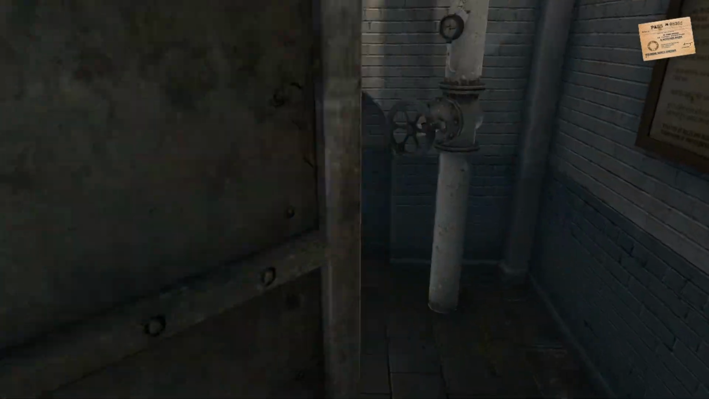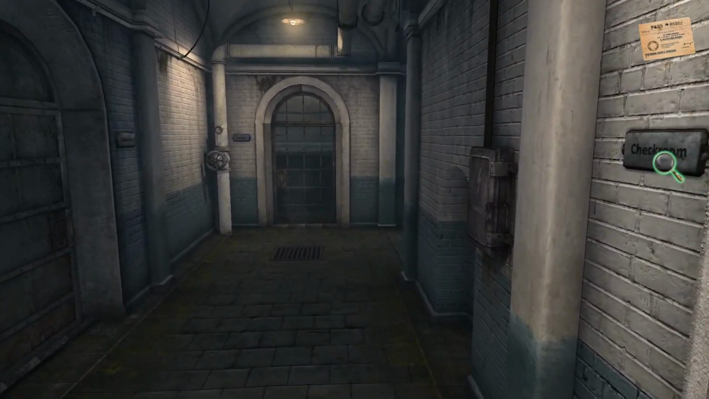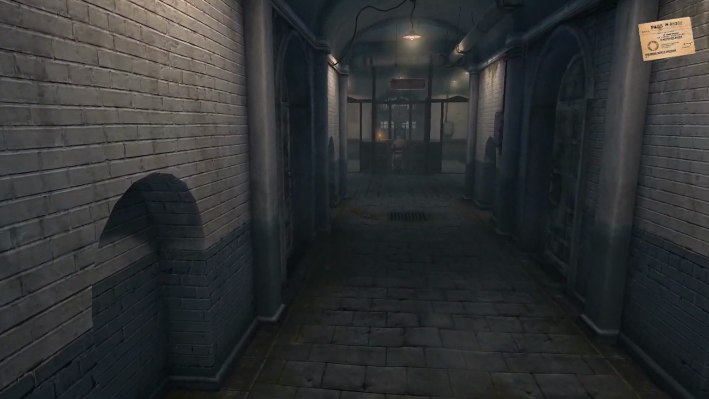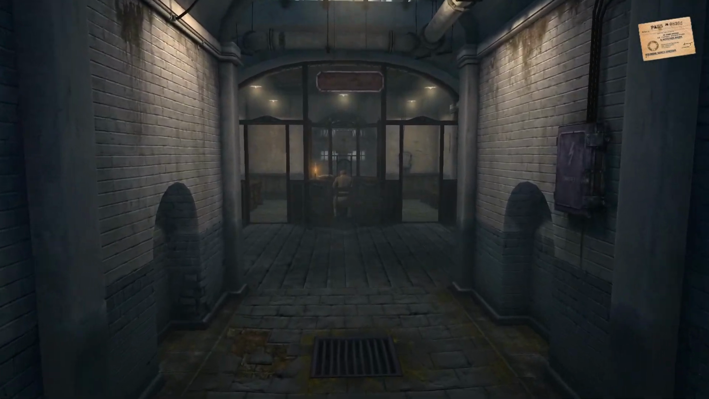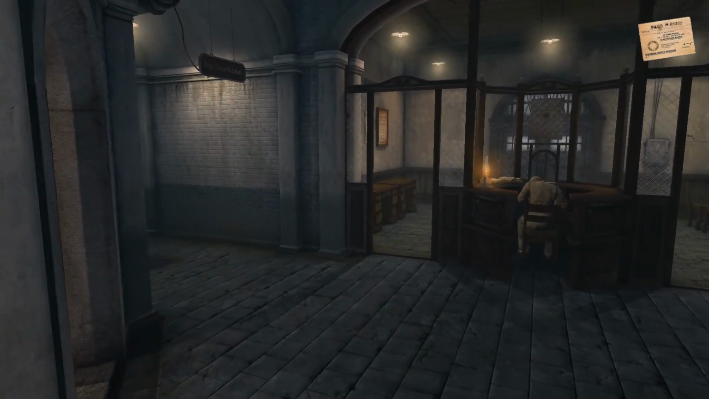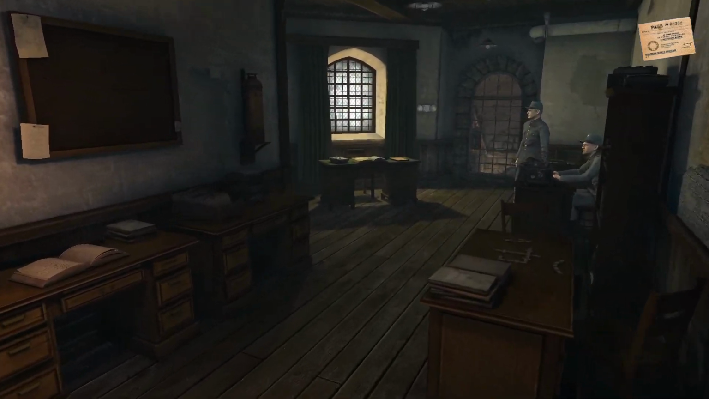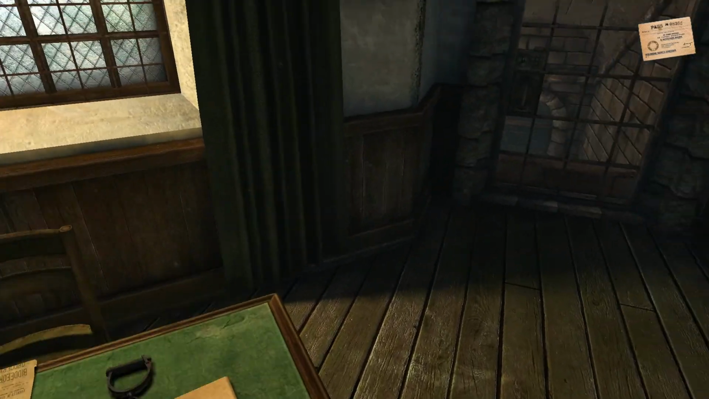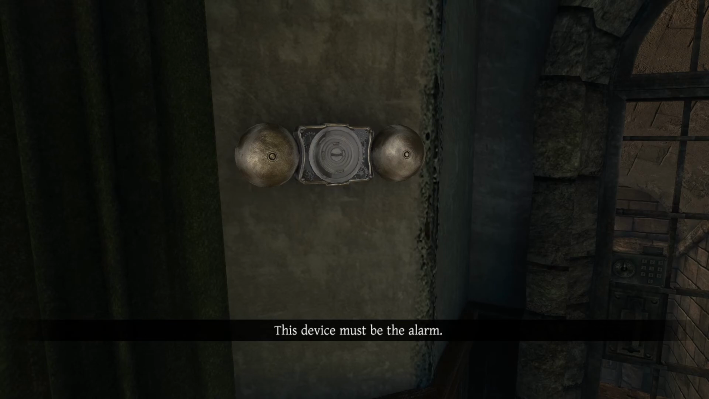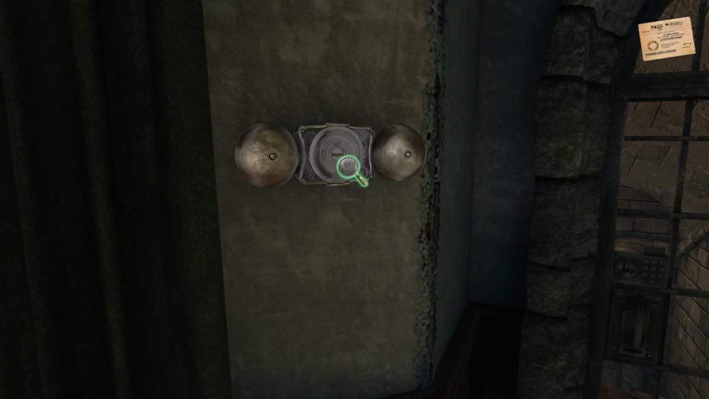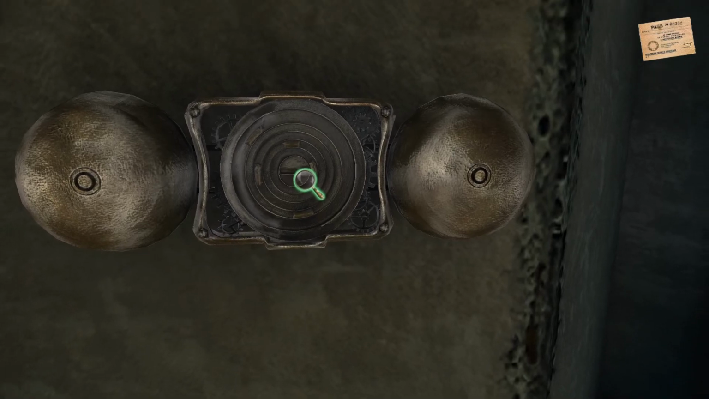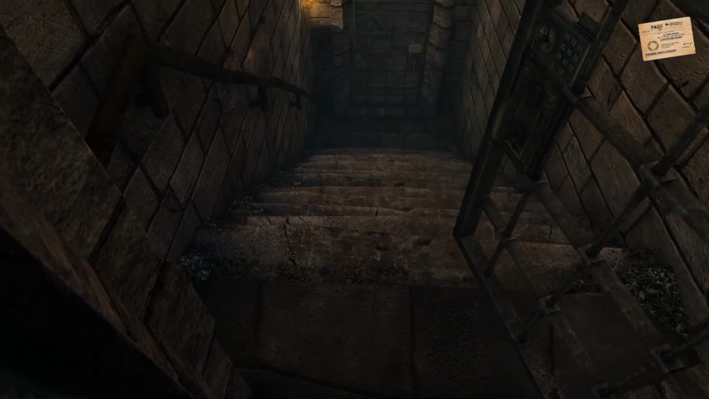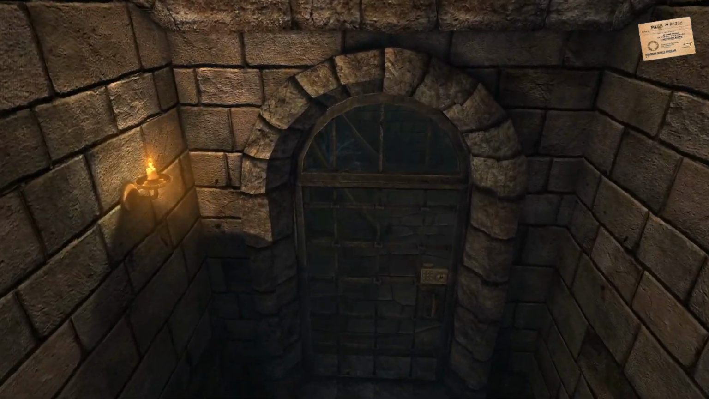So, probably something we need to do or use for something later. Maybe. Would make sense. Okay. I think it's time to go and see the inmates, if we can. Nothing else there. Oh, what is this? This device must be the alarm. Oh, really? Yes, it must be. But how can I open it?